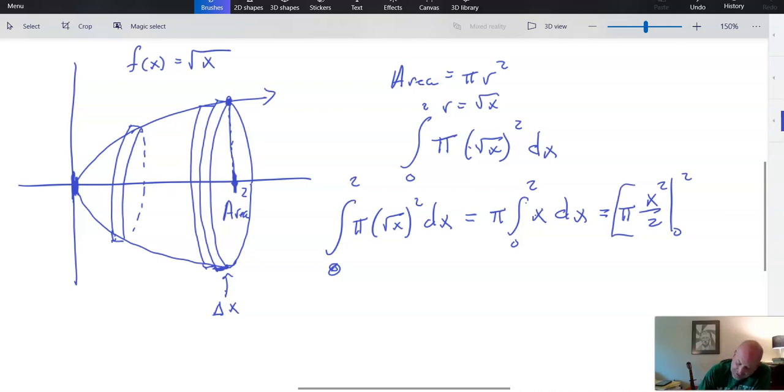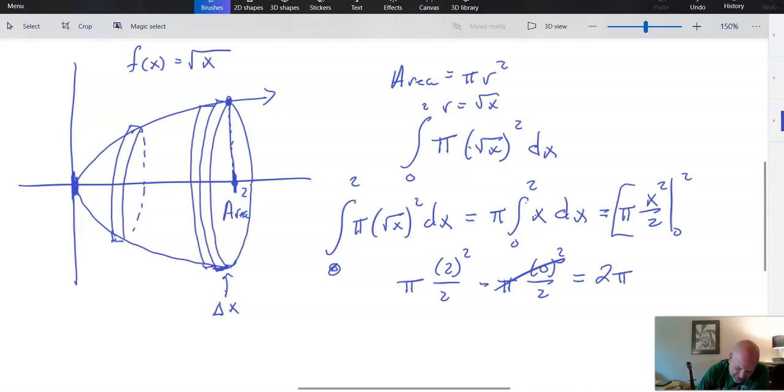So all I have to do is evaluate it. I just used the fundamental theorem of calculus. And so we evaluated f of 2, and then we evaluated f of 0. So we have pi times 2 squared over 2 minus pi times 0 squared over 2. Well, that's going to die. So what we end up with is 4 over 2, or 2. So this is 2 pi, which I find very interesting, right?